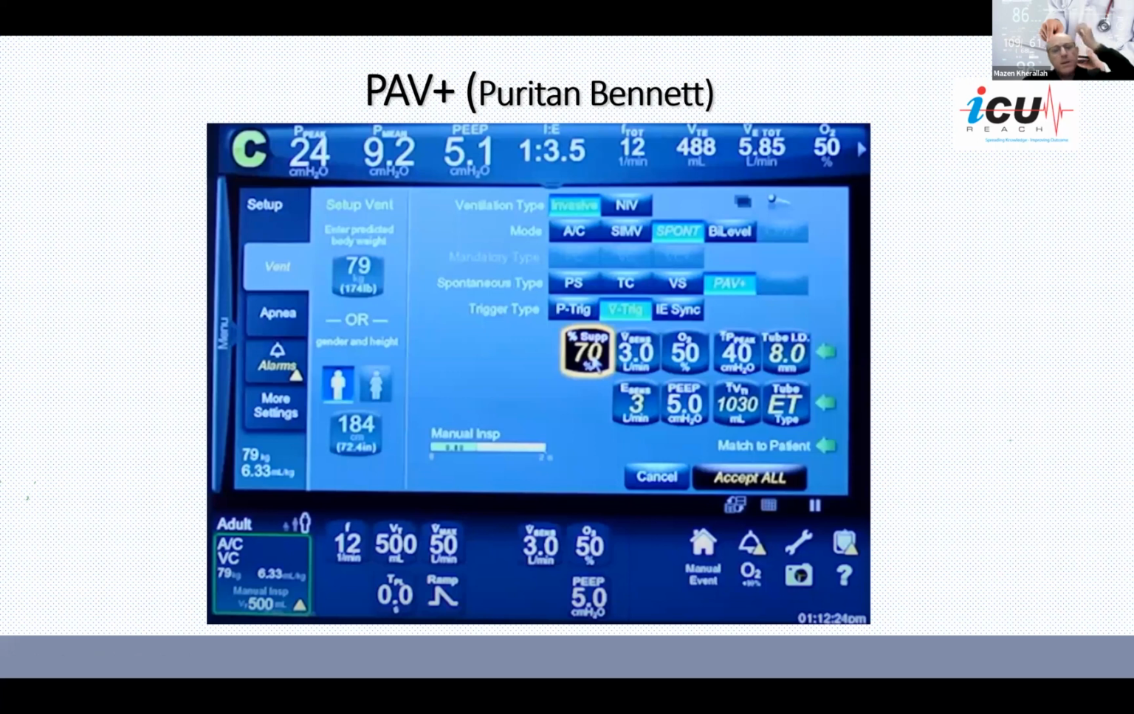And this is the newer machine. I think this is a PAV Bennett. As I said, I don't work with it, but this is exactly the same. This is 70% of the work that needs to be done by the machine.